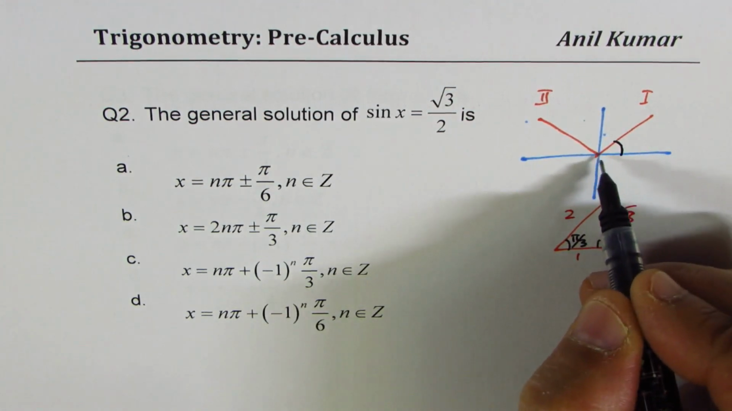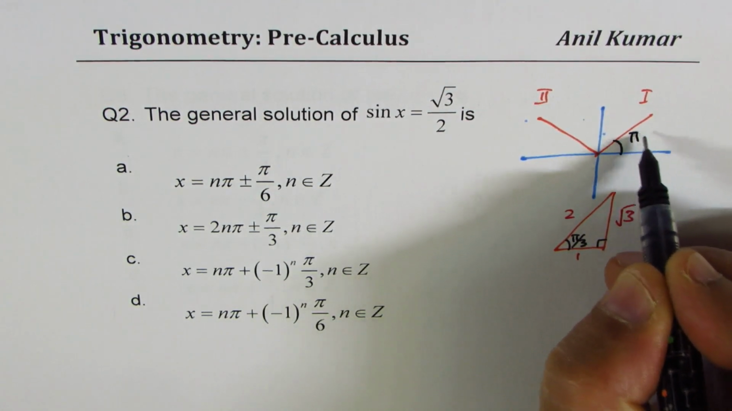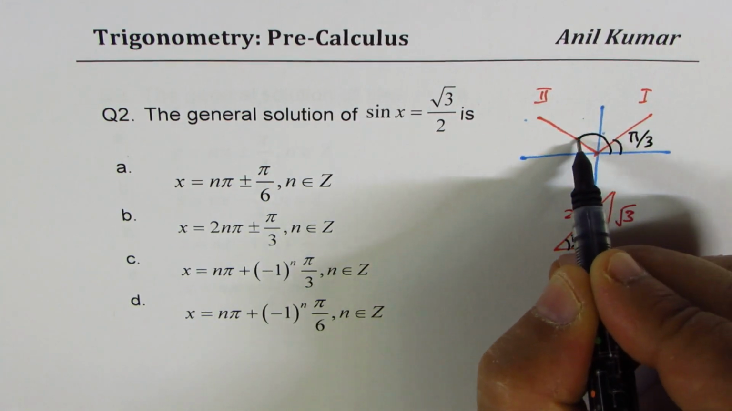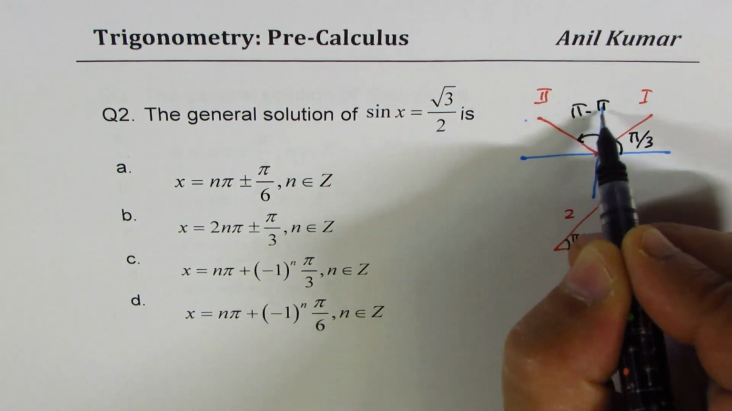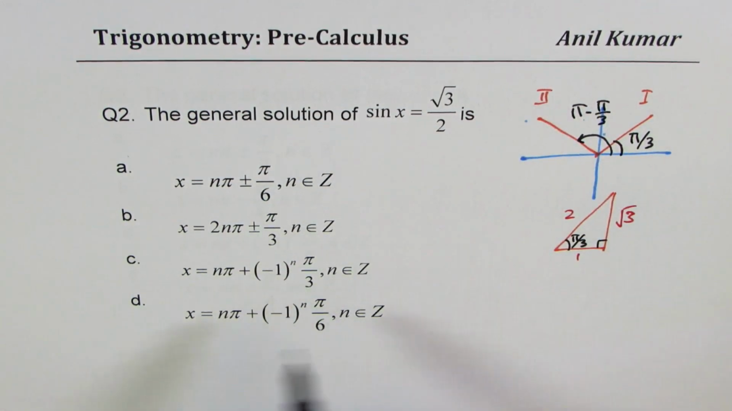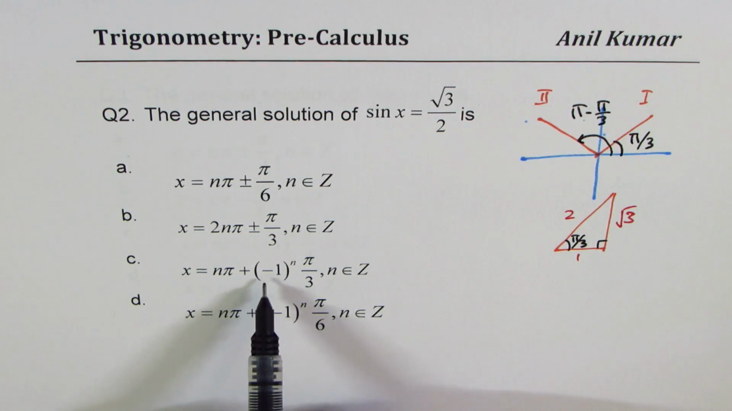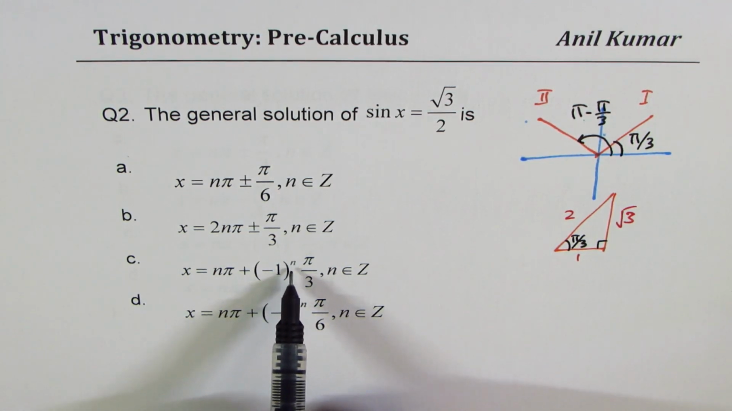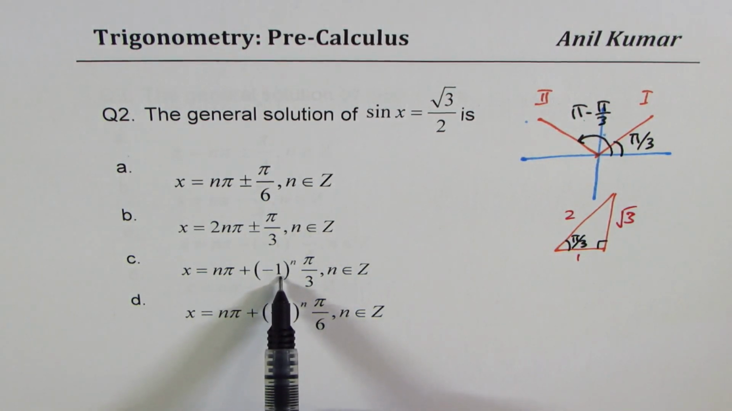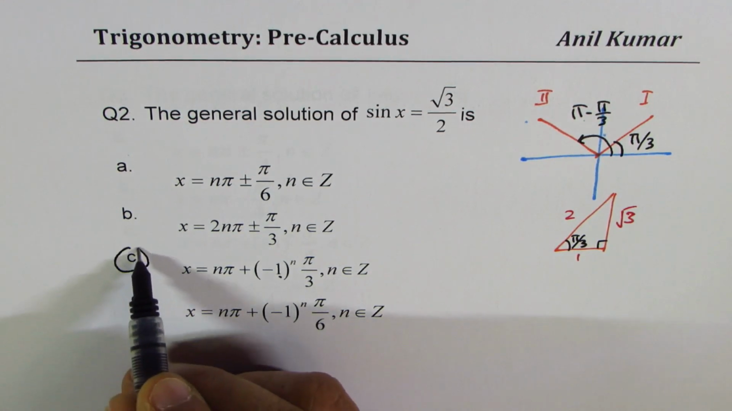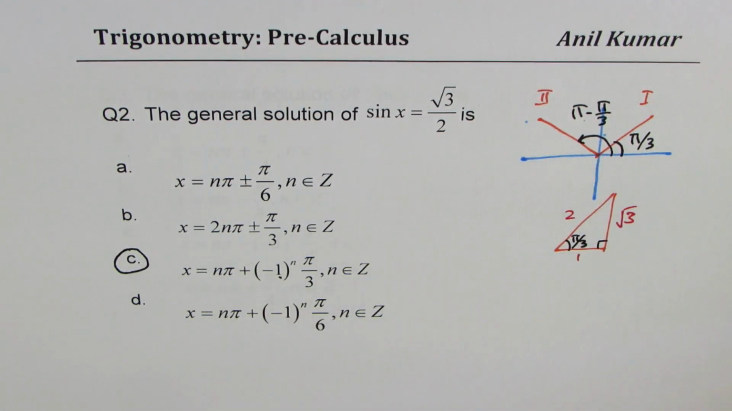If n pi is even, then we add pi by 3, but if it is odd, then we subtract pi by 3, right? So that is the concept. So it is n pi minus or plus. So that minus 1 to the power of n actually gives us the even and odd selection, right? So C is the right option, which gives you a general solution for the sine function. So I hope this is absolutely clear.